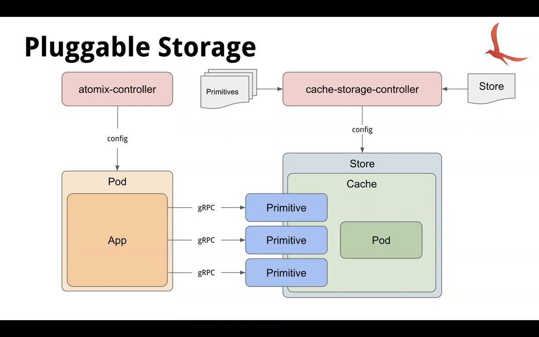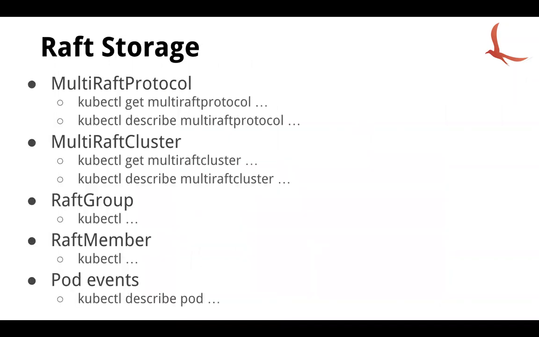The cache is just a backend node. It's just a single node that holds an in-memory state. Pretty interesting. And the great thing about using Kubernetes custom resources is that the RAFT storage controller defines a lot of different custom resources, which I'm going to show an example of now. When you install the RAFT storage controller, it creates multi-RAFT protocols, which is the custom resource that's referenced in the store configuration.